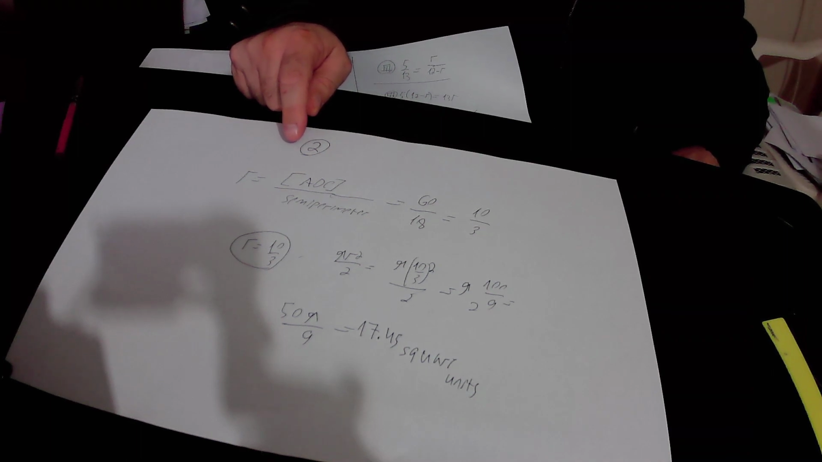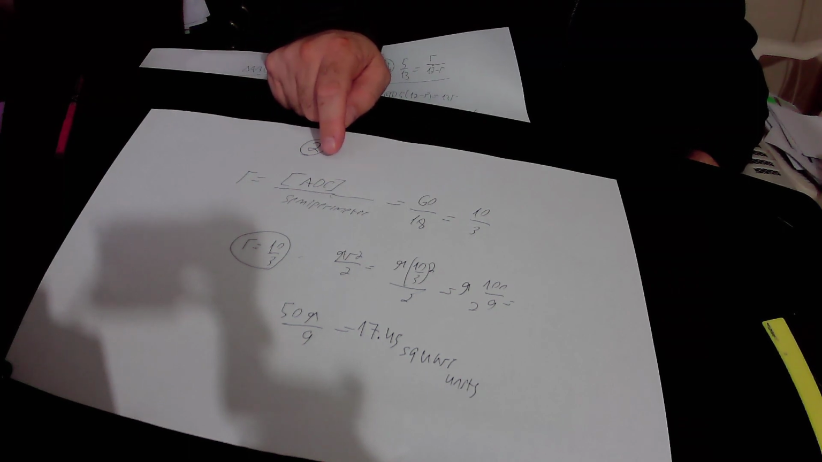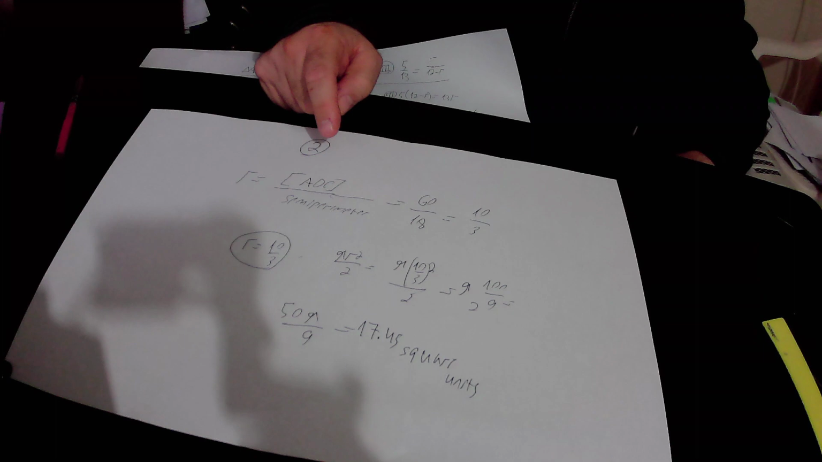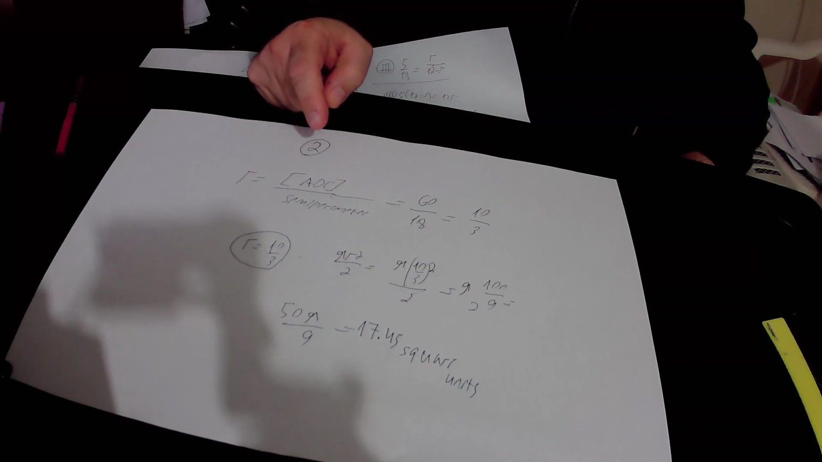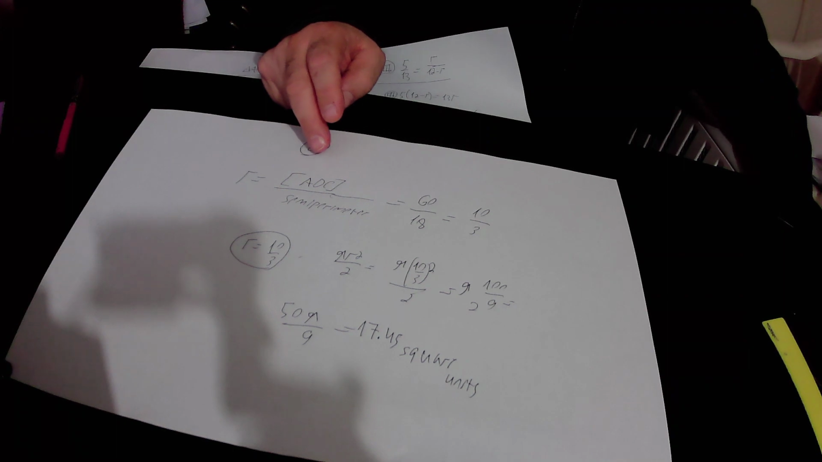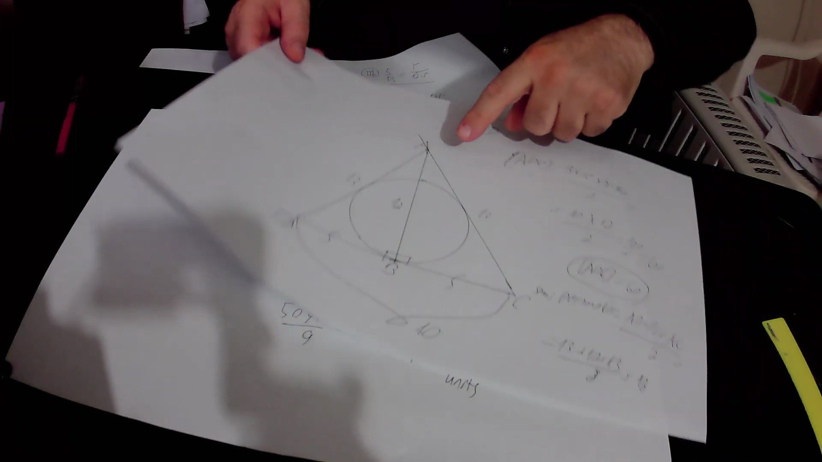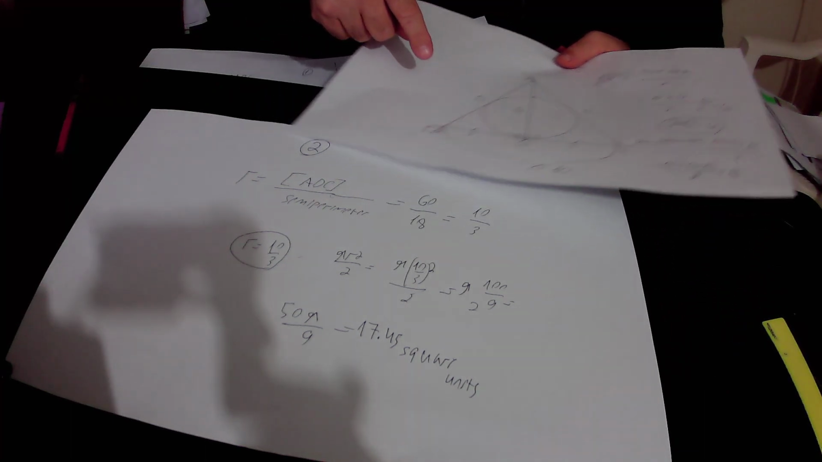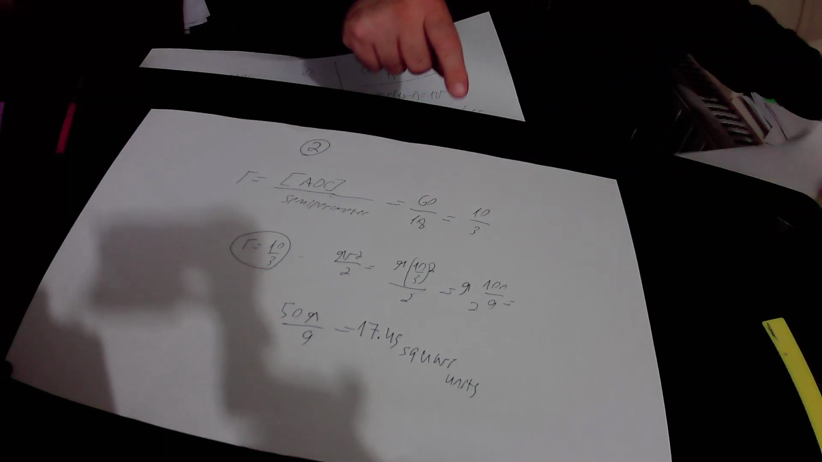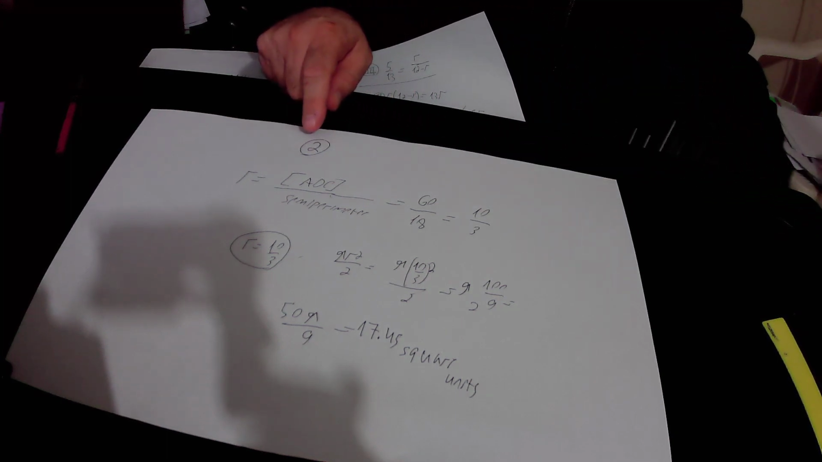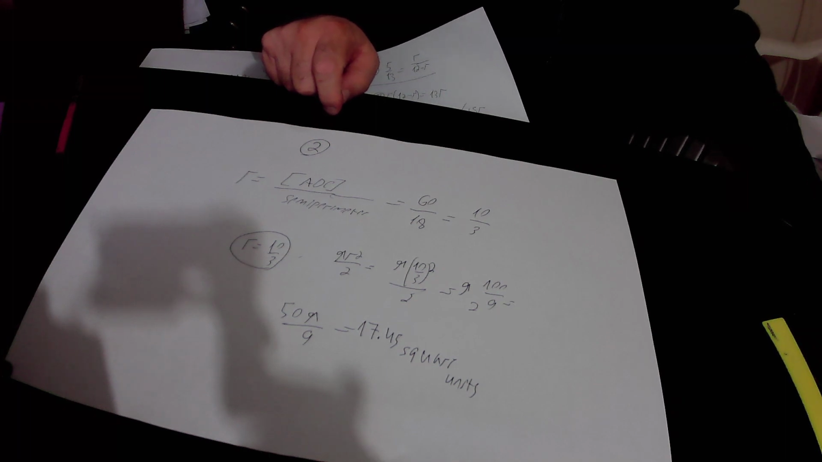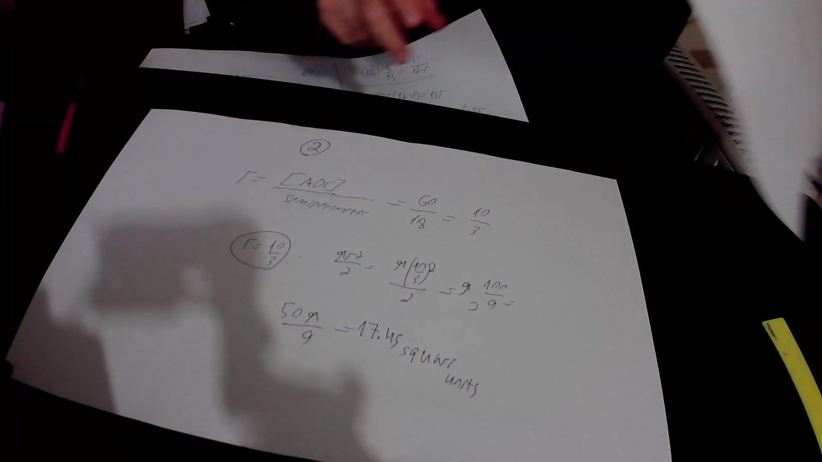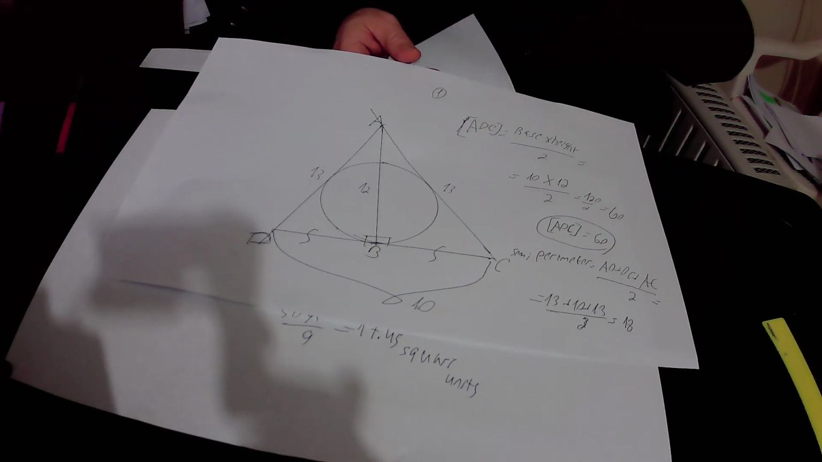The radius will be equal to the area of the triangle that encloses the circle over the semi-perimeter of the triangle that encloses the circle. And we found out that the area of this triangle ADC that encloses this circle equals 60 units, and the semi-perimeter of this triangle equals 18 units. So 60 over 18 is the radius of this circle that is inscribed by the triangle.